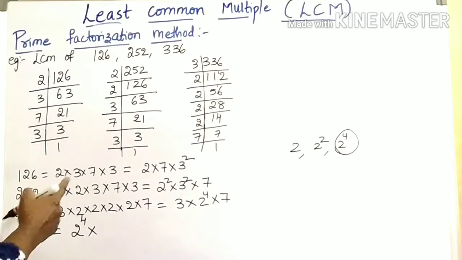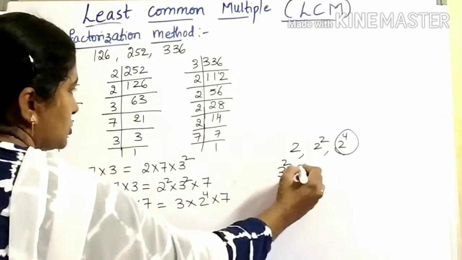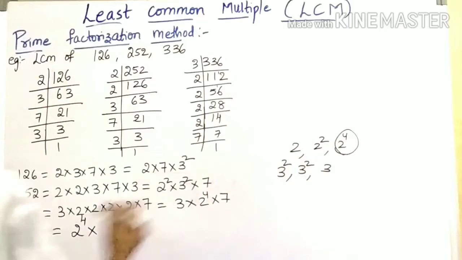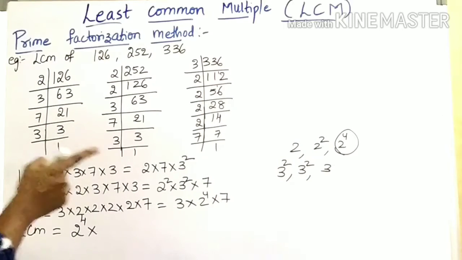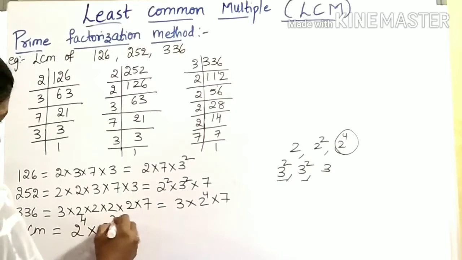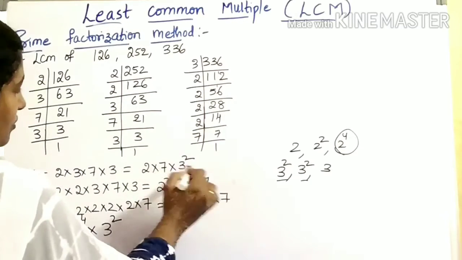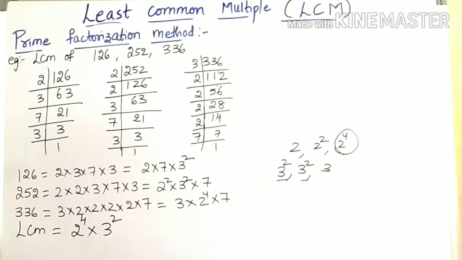Now with the common base of 3 we are going to compare. What are the 3s here? Here 3 square, here also 3 square, and next down 3. We select 3 square because it has the highest power. Since there are two 3 squares, we just pick one instance of it. So select only 3 square. Now with a common base of 7, we have 7, 1, 7, 7. We select 7 because they all have the same, only one 7.